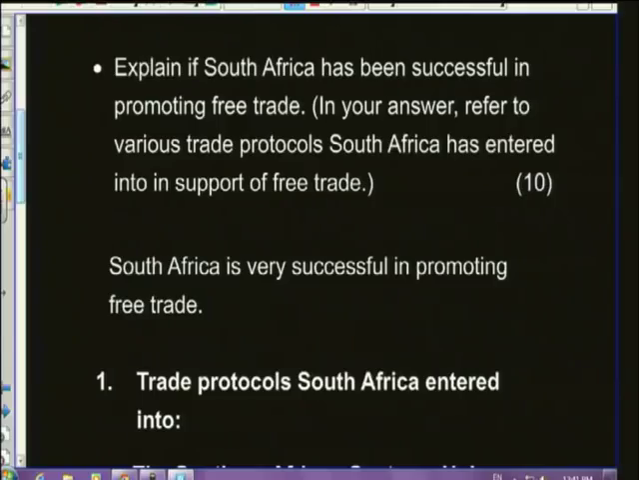Now, we're moving on to the second part, the additional part for 10 marks. Explain if South Africa has been successful in promoting free trade. In your answer, refer to various trade protocols South Africa has entered into in support of free trade. Take note that it's a maximum of 10 facts. Usually it's 2 marks for each fact, so I wouldn't write more than 5 or 6 facts on this section.